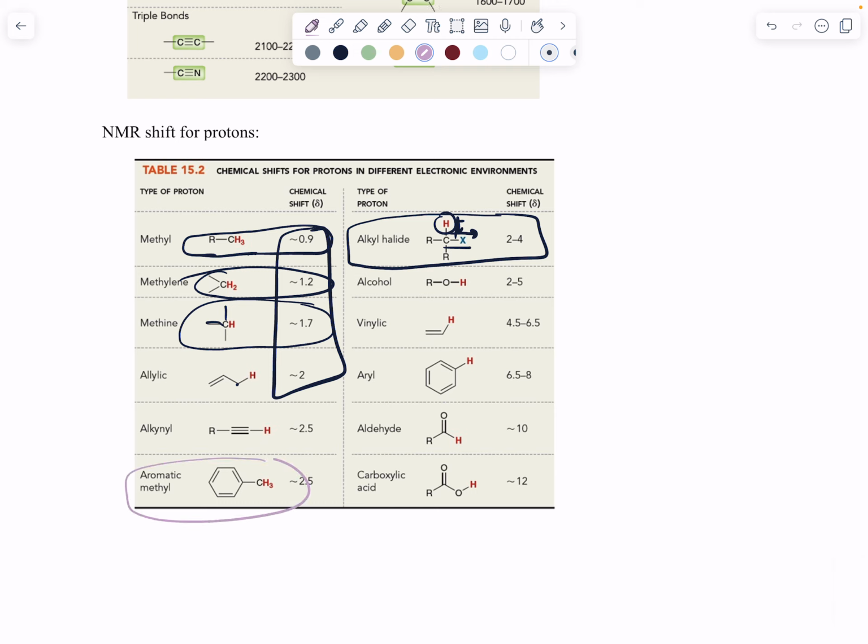I see 2 aromatic rings, one here and one here. The one down here has a hydrogen directly bonded to it, which is what we had in our case, so 6.5 to 8 for that. And then the hydrogen off of a carboxylic acid right here is around 12.